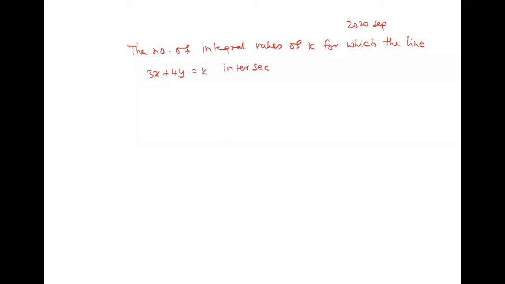From this question, I'll explain. 2020 September, JEE Mains: the number of integral values of k for which the line 3x plus 4y is equal to k intersects the circle x square plus y square minus 2x minus 4y plus 4 equal to 0. This is the circle.